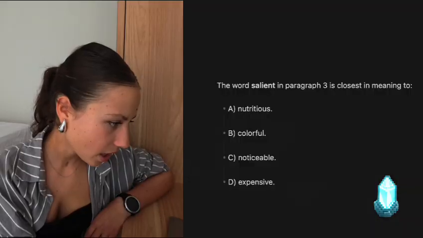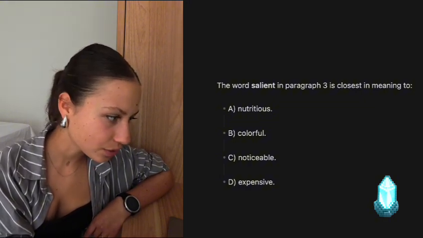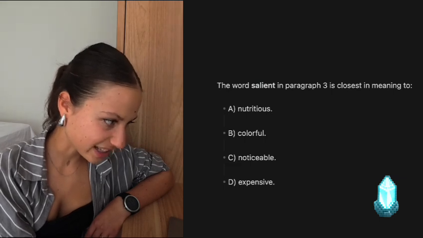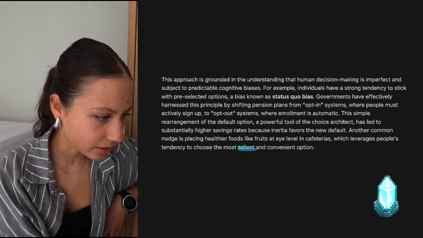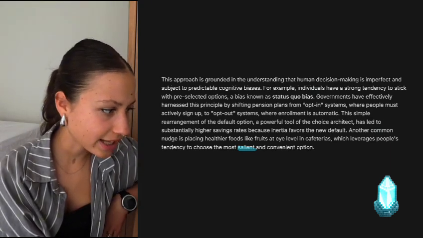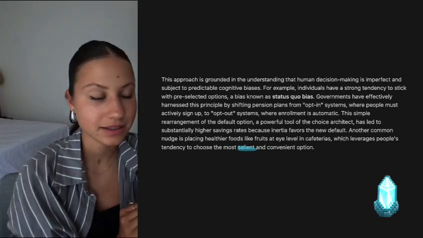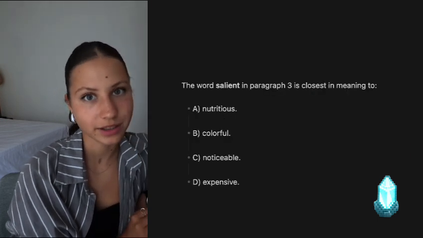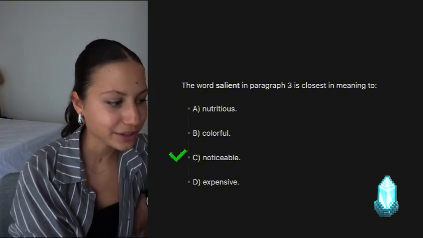It's important to remember that you can't rely on your existing memory, because the context might be entirely different. So, the word salient in paragraph 3 is closest in meaning to nutritious, colorful, noticeable, expensive. Let's get back. Let's read the sentence. Another common nudge is placing healthier foods like fruits at eye level in cafeterias, which leverages people's tendency to choose the most salient and convenient option. C. Noticeable is correct. The most salient, the most noticeable and convenient option.